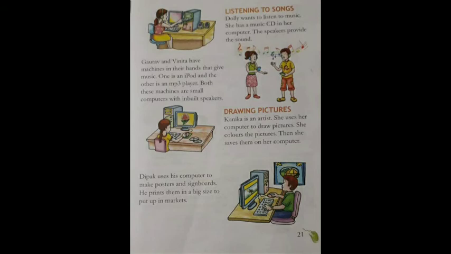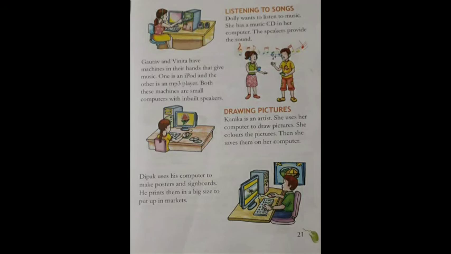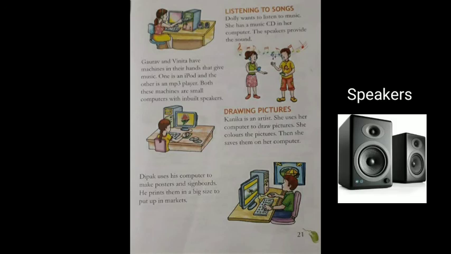Do you like music? Do you listen to music and songs? Like you, Dolly also wants to listen to the music. And what does she have? She has a music CD. Have you seen a CD? The round CD one. Okay, I've shown you in the picture. So the speakers provide the sound. We can hear the sound from the speakers.